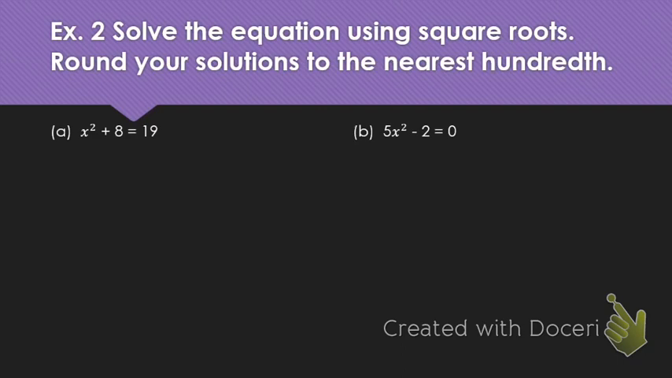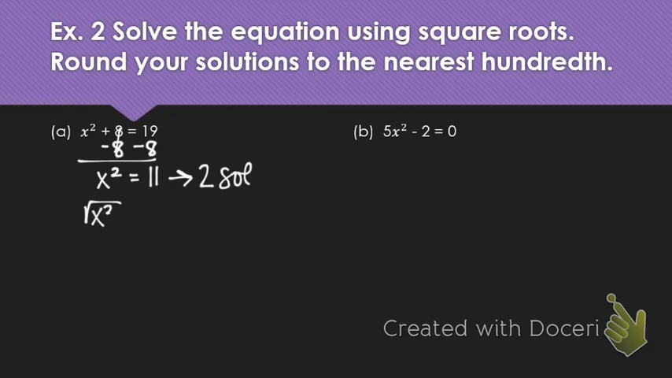First thing we're going to do in letter A is what? Subtract 8 from both sides. Very good. So we have x squared equals 11. Now, at this point right here, how many solutions should we have? That's x squared equal to a number greater than 0. So that is 2 solutions. How do we finish solving for x? Square root. So we're going to square root both sides.